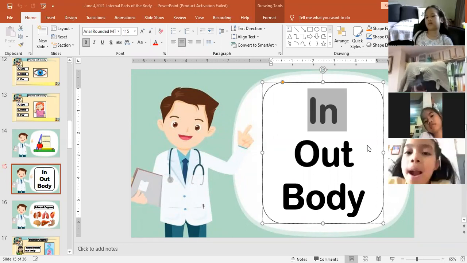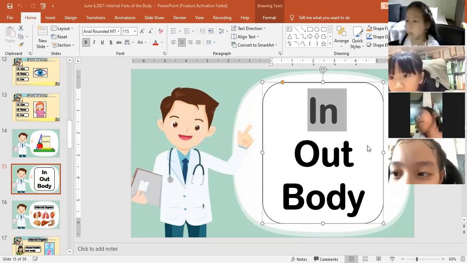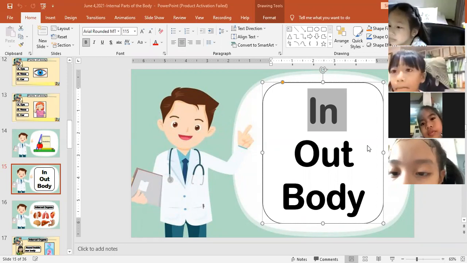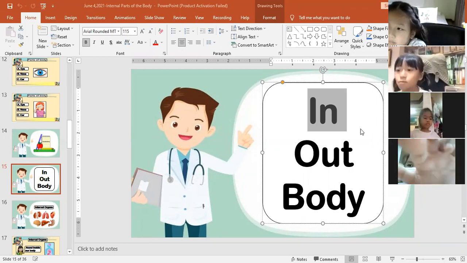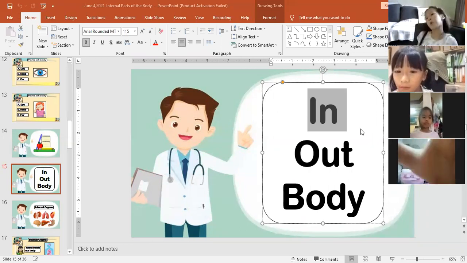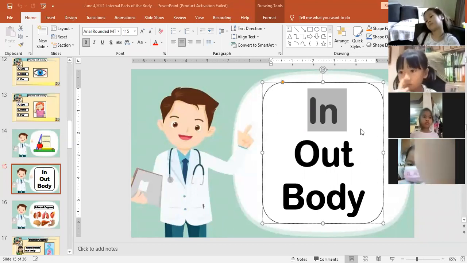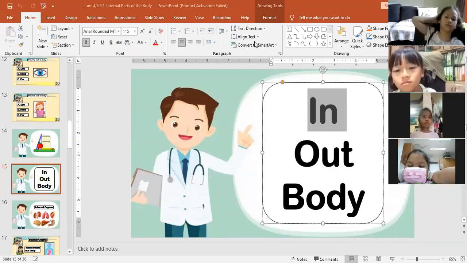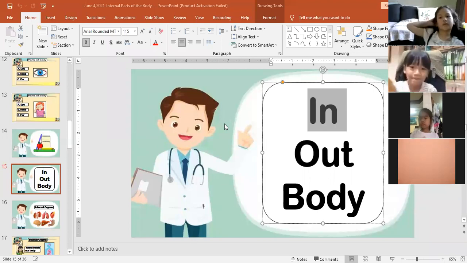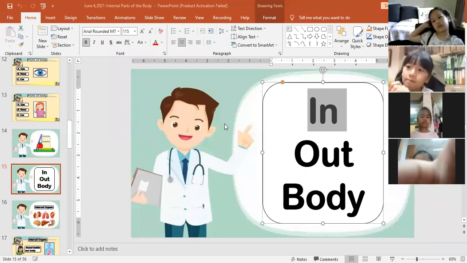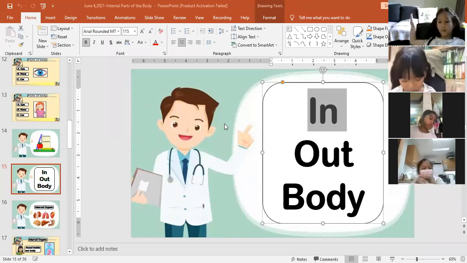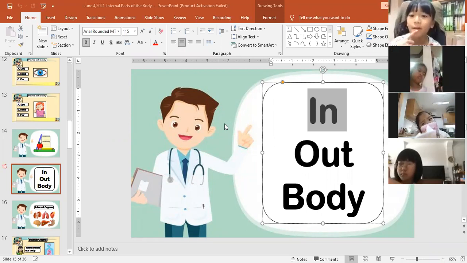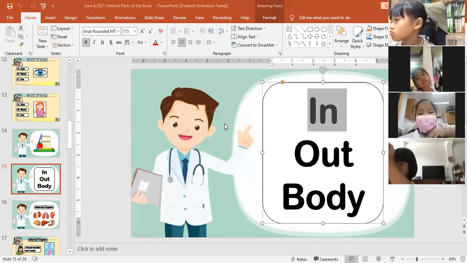I will ask Patsorn. Give me one thing you can see inside your house. I can see. In. I can see. Mouth. You can see your mouth.